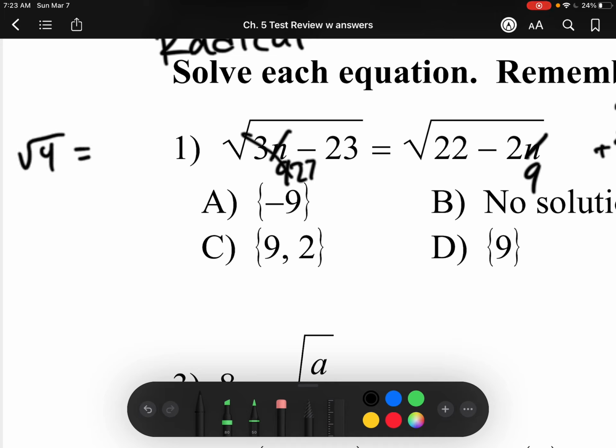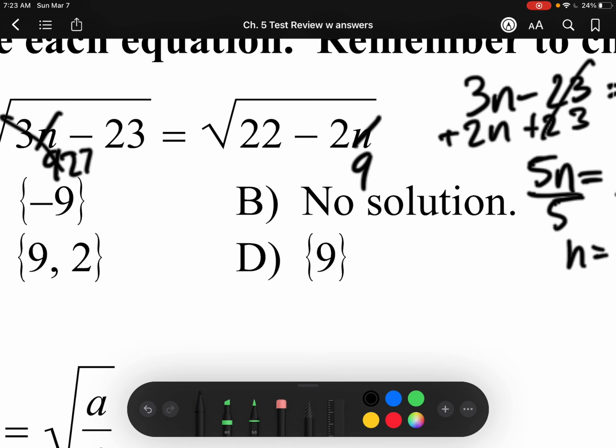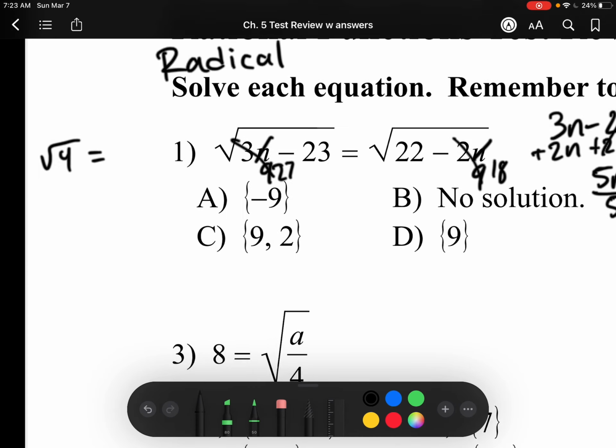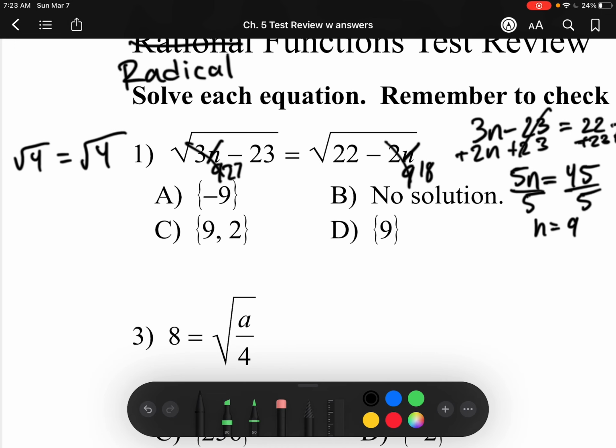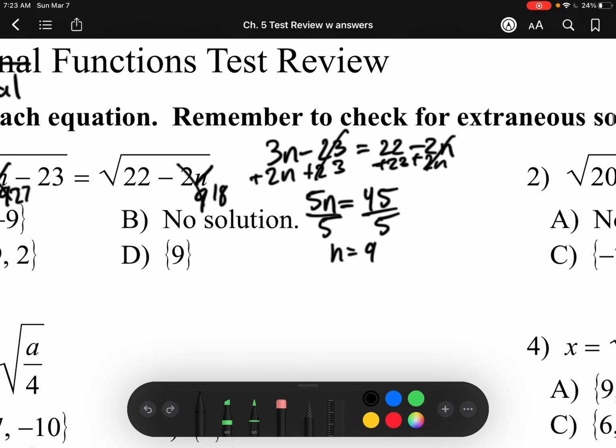So we have the square root of 4 is equal to, over here I have 22 minus 2 times 9. 2 times 9 is 18. So I have 22 minus 18. So this becomes the square root of 4, right? 22 minus 18 is 4. And we could continue, the square root of 4 is 2, and the square root of 4 is 2. But when we got this right here, we already know that they're the same thing. So this is a real solution. So our answer is D.